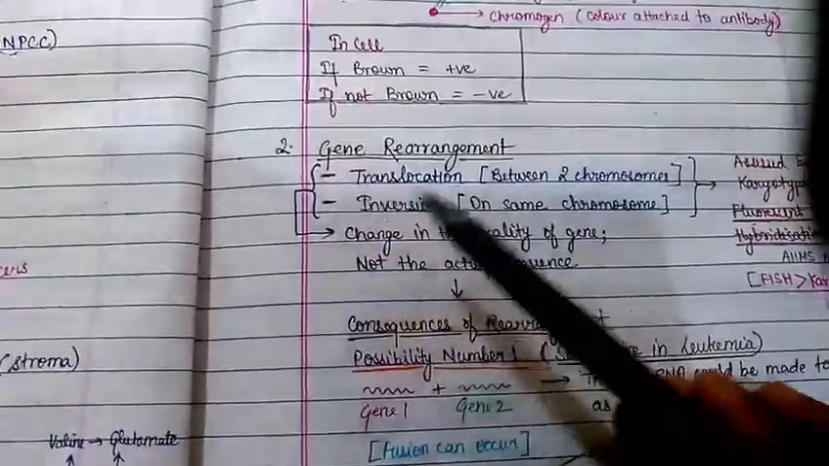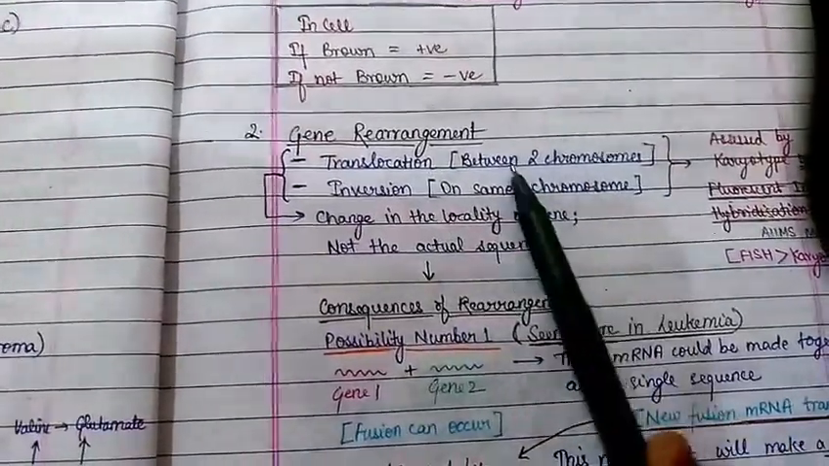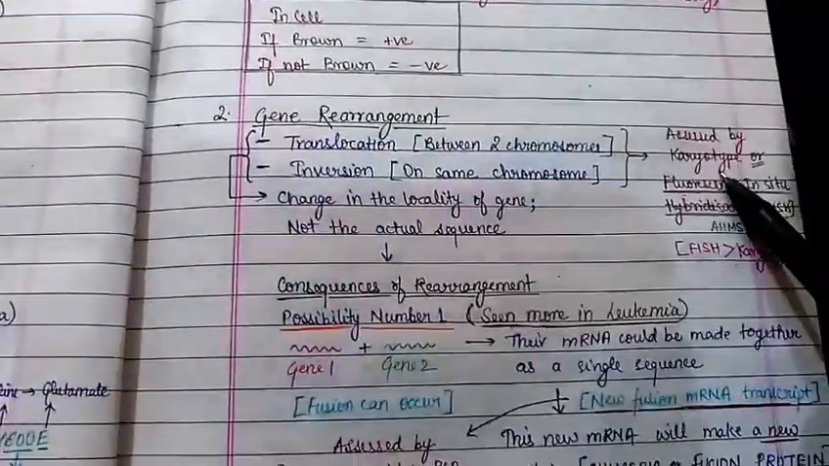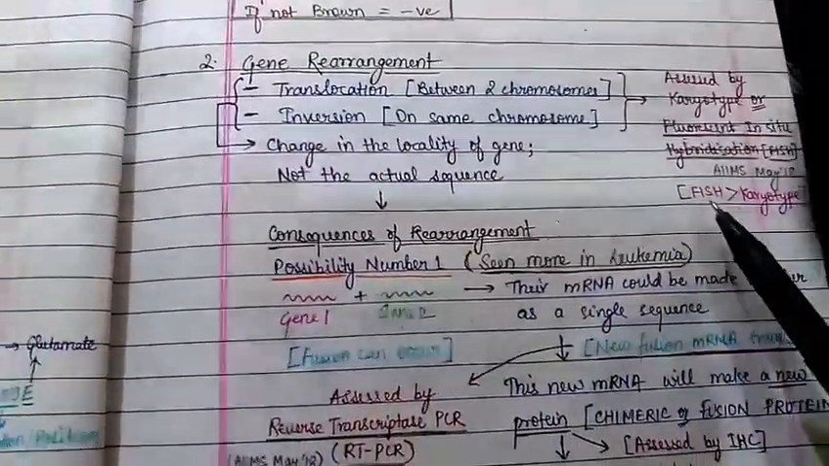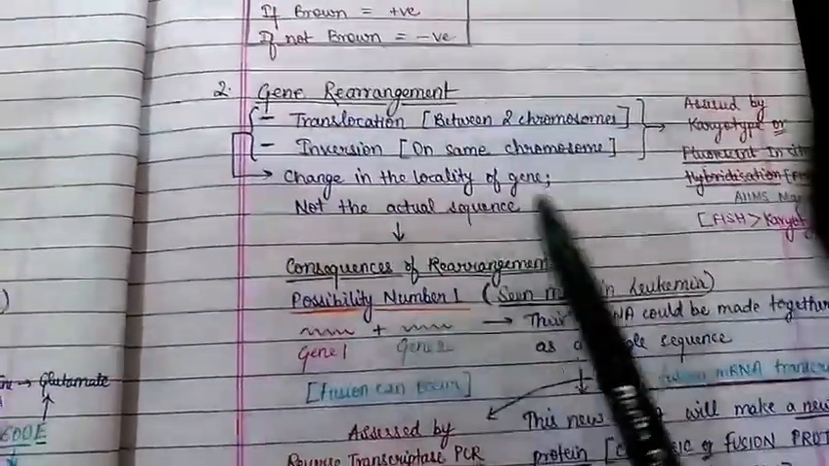Now the second one after point mutation is your gene rearrangement. Gene rearrangement involves either translocation or inversion. Translocation means between two chromosomes, and inversion means on the same chromosome. Clear? And both can be assessed by karyotyping or fluorescent in situ hybridization, and FISH is more preferred in comparison to karyotyping. Now both can cause change in the locality of genes.